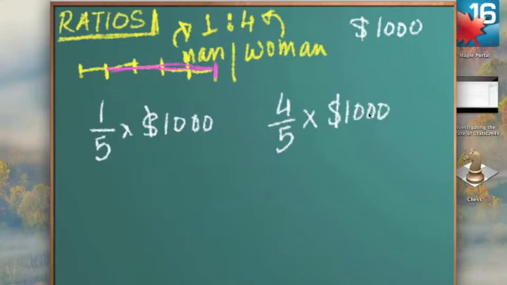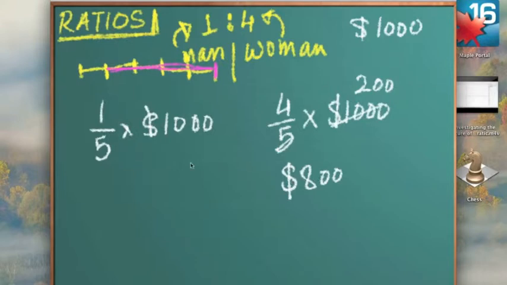Well, 1,000 divided by 5. What is 1,000 divided by 5? It is 200. 200 times 5 is 1,000, so 1,000 divided by 5 is 200. So 4 times 200 is $800. So $800. That's what the lady is receiving. Out of $1,000, she's receiving $800.